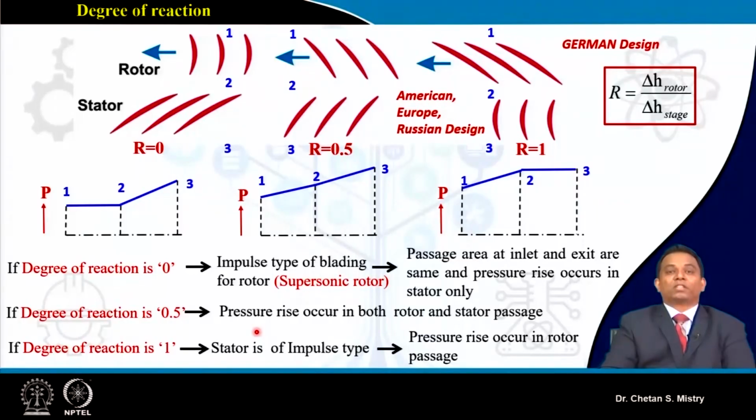Now we have discussed that there are different design methodologies adopted throughout the world. Most German designs are with 100% reaction or near 100% reaction. Most American, European and Russian designs are for 50% reaction. So the passage between the blades requires a special kind of aerofoils.